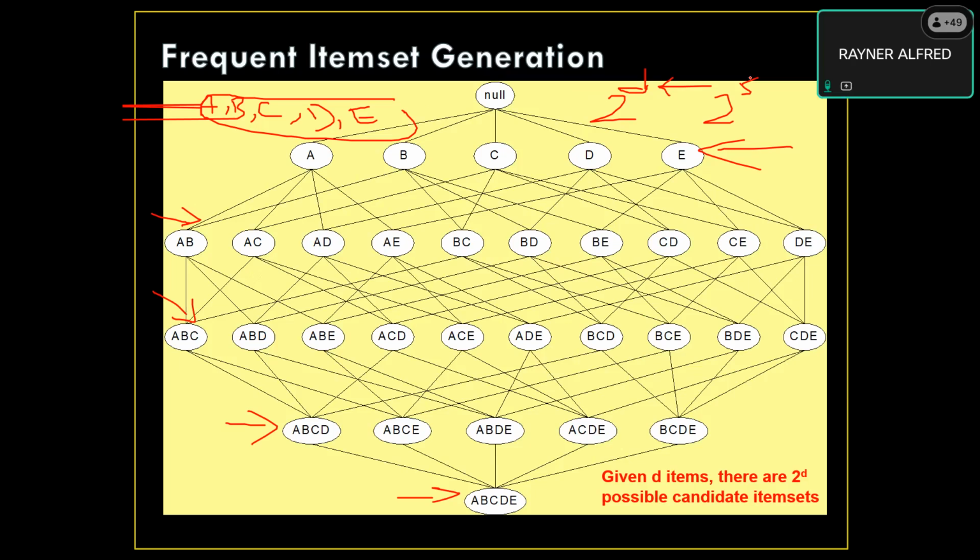Okay, so based on these 32 candidates, we have to determine which one is the frequent itemset. If we want to use brute force, that means we will have to test all 32 candidates. So how do we cut short this computation?